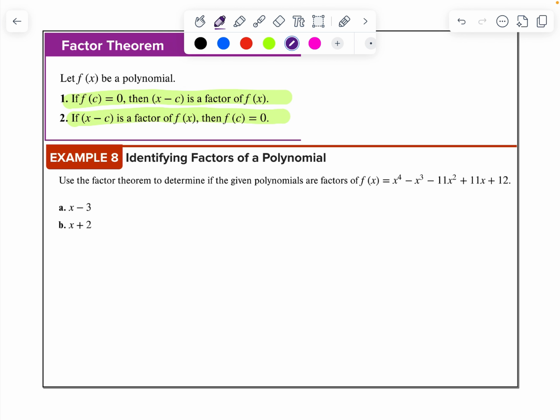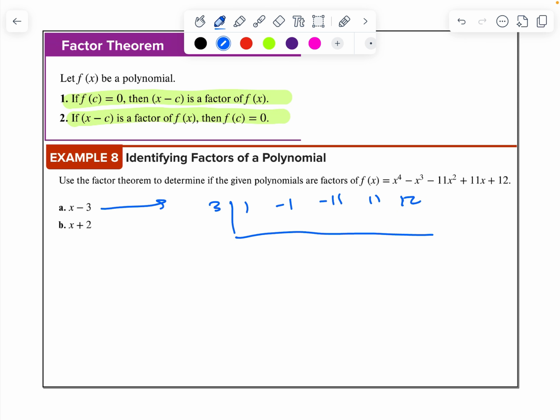All right, this is what I was talking about earlier. We can use the remainder theorem to find out if something is a factor as well. We talked about this just a second ago. Use the factor theorem to determine if the given polynomials are factors. So what we're going to do is use the remainder theorem. Remainder theorem and factor theorem go hand in hand. 1x to the fourth, negative 1x to the third, negative 11x squared, plus 11x, plus 12.